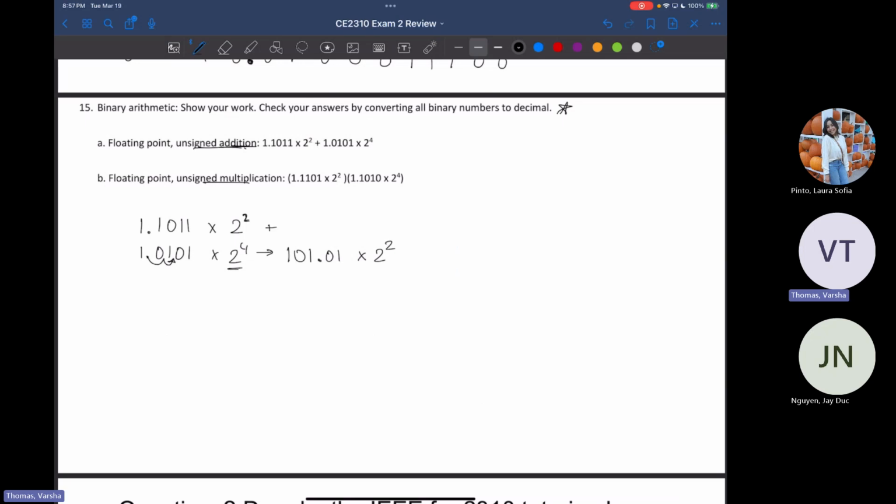And then I'm going to add it to, I'm going to put it over here, 1.1011 times 2 to the 2. Because the exponents match, I can add these numbers together. I'm going to pad it with zeros. So this is 1111.011 and this is 2 to the 2.